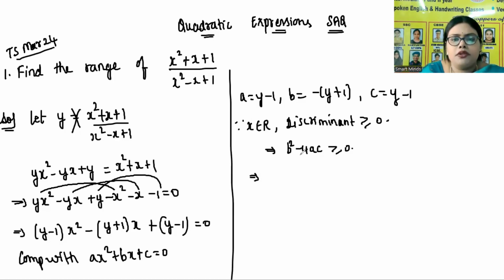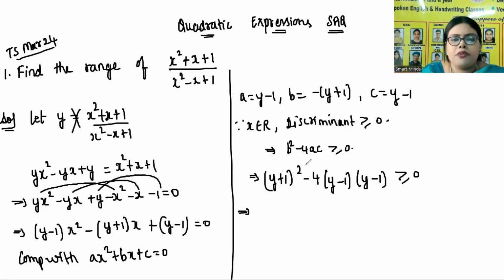Now we substitute the values. We know what a, b, c are. Now b square is minus of y plus 1 whole square. The square of any negative number is positive. So we can write y plus 1 whole square minus 4 into y minus 1 into y minus 1 greater than or equal to 0.